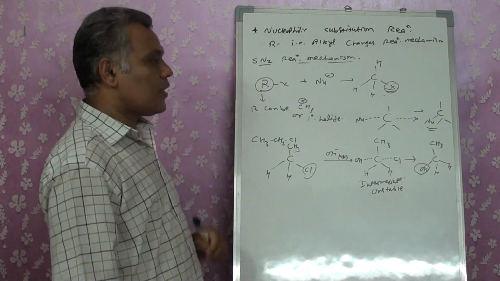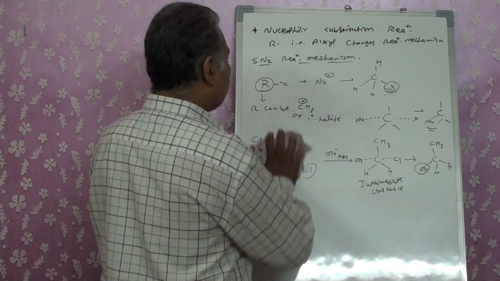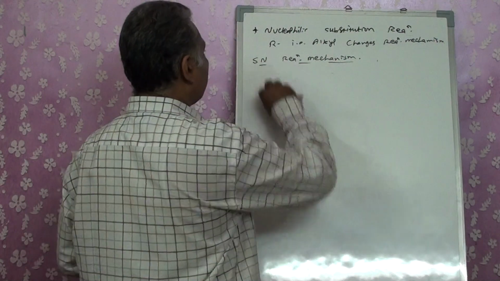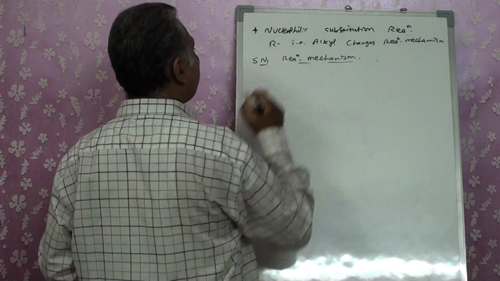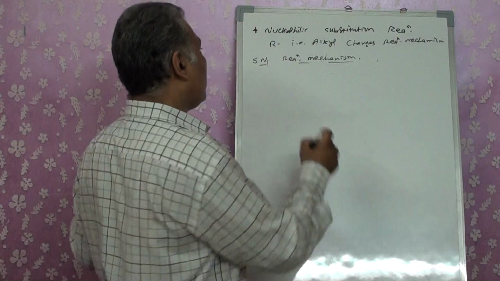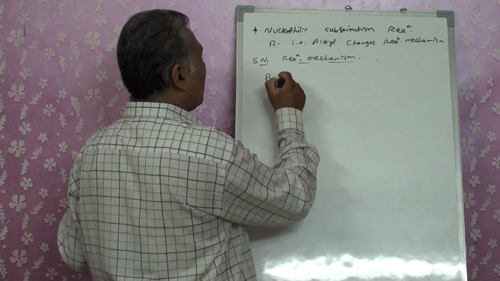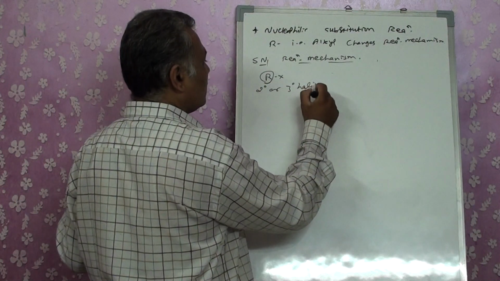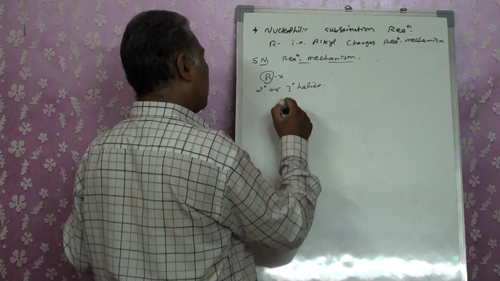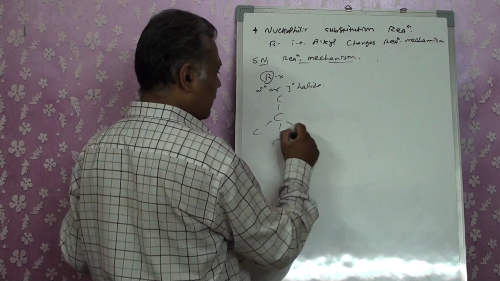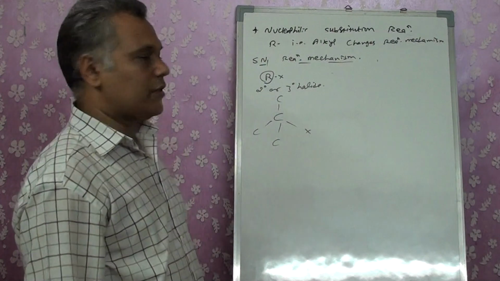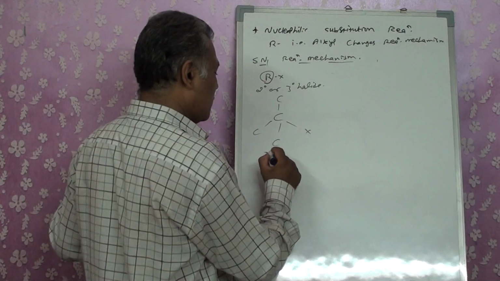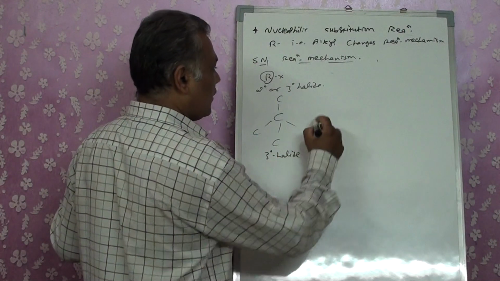Okay, now this was for the SN2. What is there for the SN1? For the SN1 reaction mechanism, what are we going to get? Either RX, where R will be a secondary or tertiary halide. So let's take an example where we have a tertiary halide. We don't know what the compound is, but the carbon is bonded with 3 other carbons. So it's a tertiary halide, right?